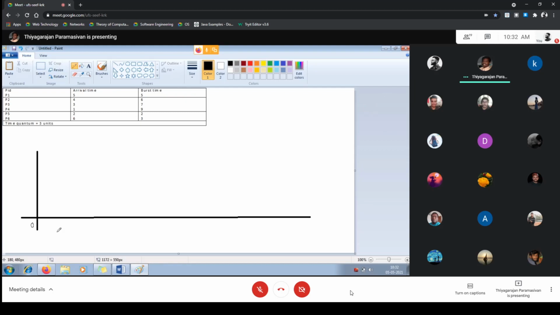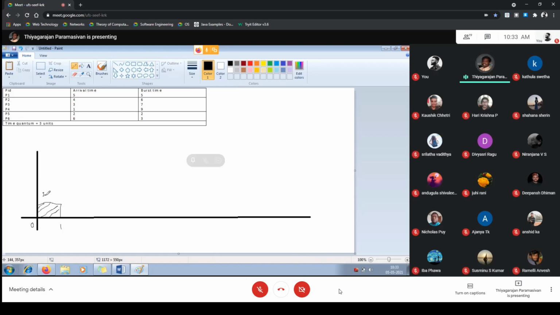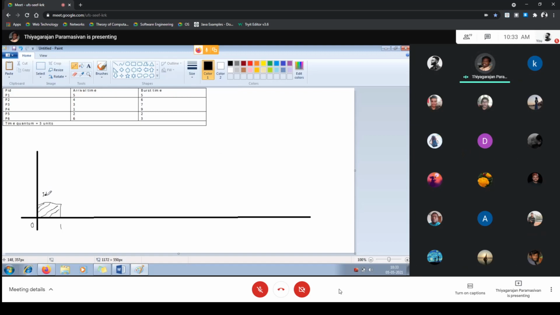Yeah, we don't have any process arrived at 0, so we'll put this as idle. When is the first process arriving? 1 second. So from 0 to 1, we have CPU idle. We cannot do anything here. So put the CPU idle. You can say it is idle. I D L E.